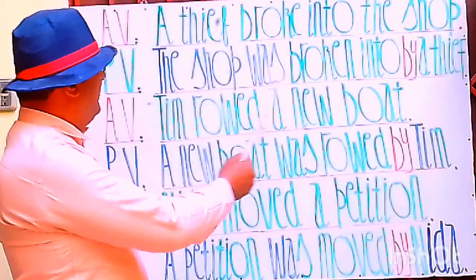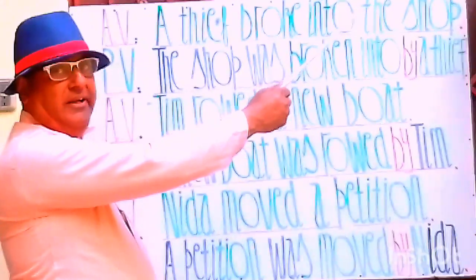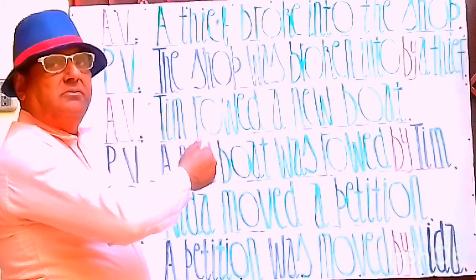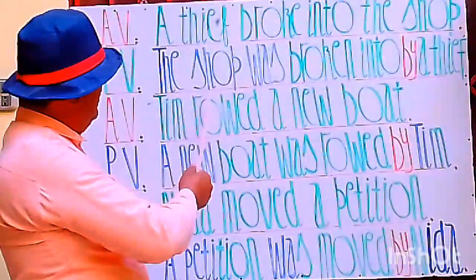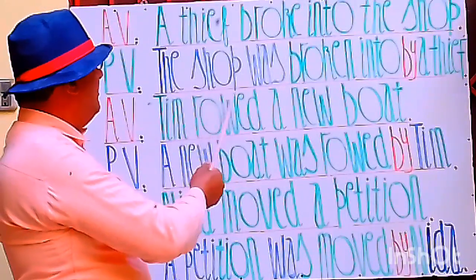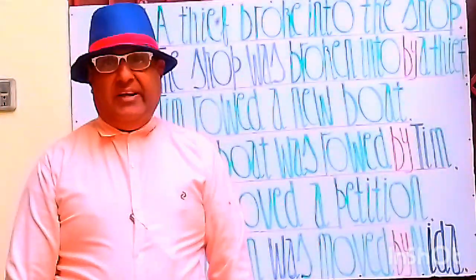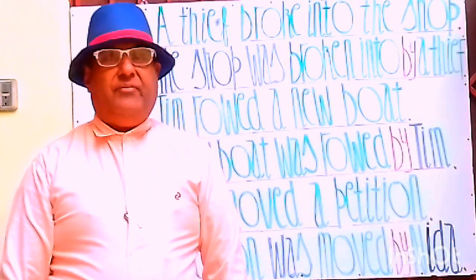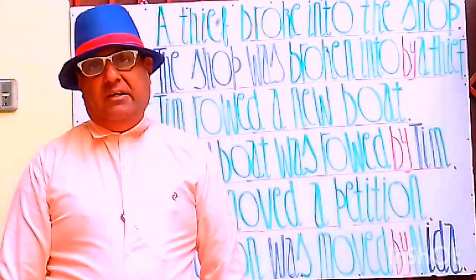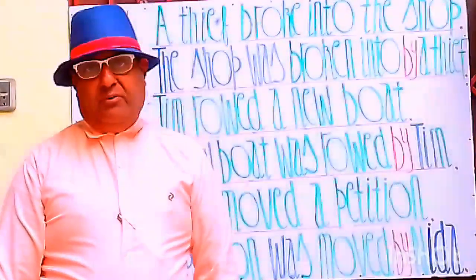See students, the first step. A thief is a subject and the shop is an object in the active statement. When we make a change in passive, we replace each other, subject and object. So the shop was broken into by a thief. The shop will stand as a subject, and according to rules, we will add was or were. If the subject is singular, we add was, and after that the third form of the verb.